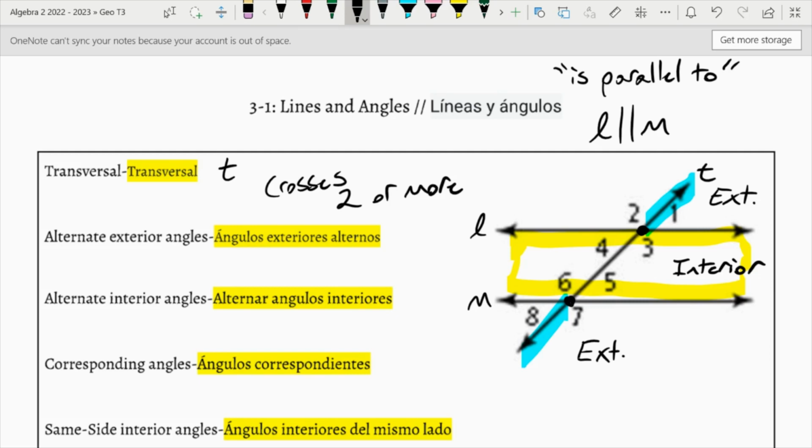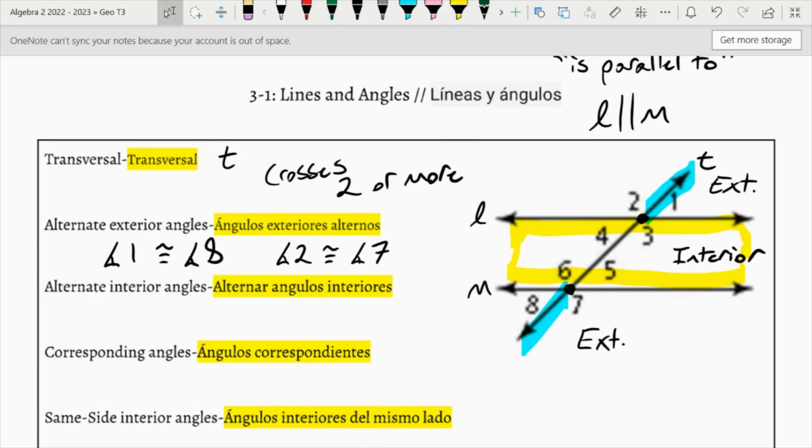Okay, alternate exterior means they're on opposite sides, such as angle 2 and angle 7, and angle 1 and angle 8. The thing about these angles is that they are actually congruent. So angle 1 is congruent to angle 8, and angle 2 is congruent to angle 7. Okay, so they are on opposite sides on the exterior.